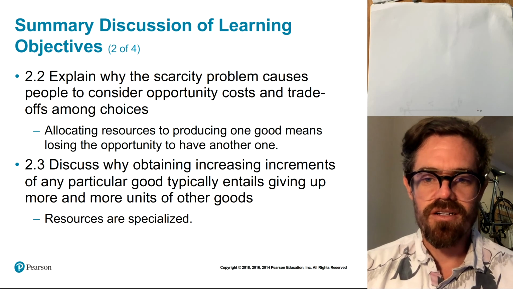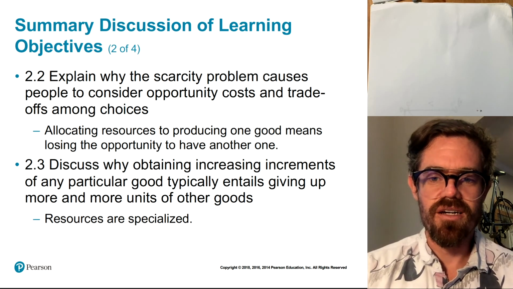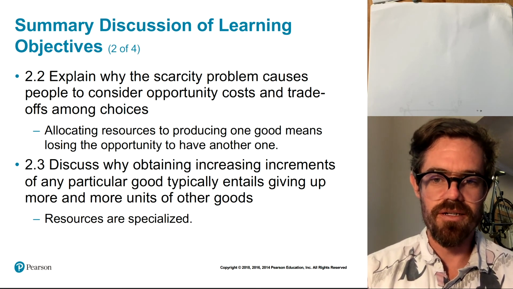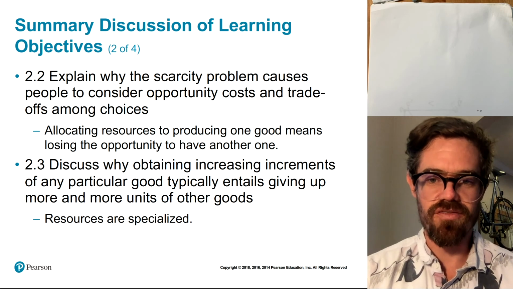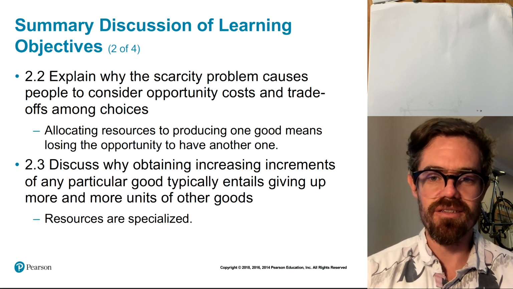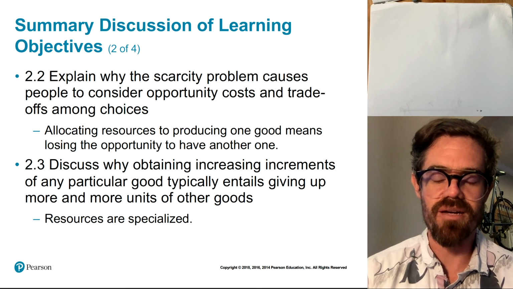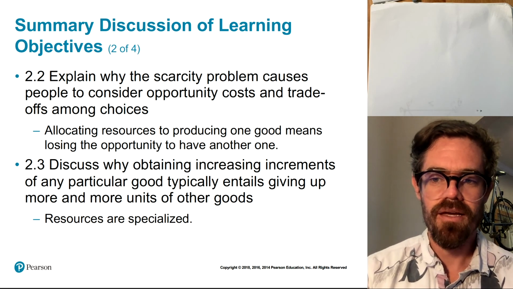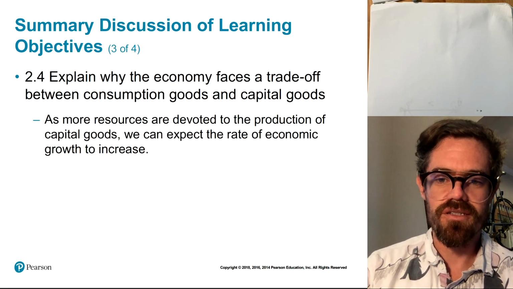In section 3, we talked about why obtaining increasing amounts of some good necessarily requires giving up more and more units of other goods. It's because of this fact that we have our bowed out PPC, and that comes from the fact that resources to some degree are specialized. So in our Navy example, that technology, that resource, was specialized only in weapons. That's what we saw in section 3.